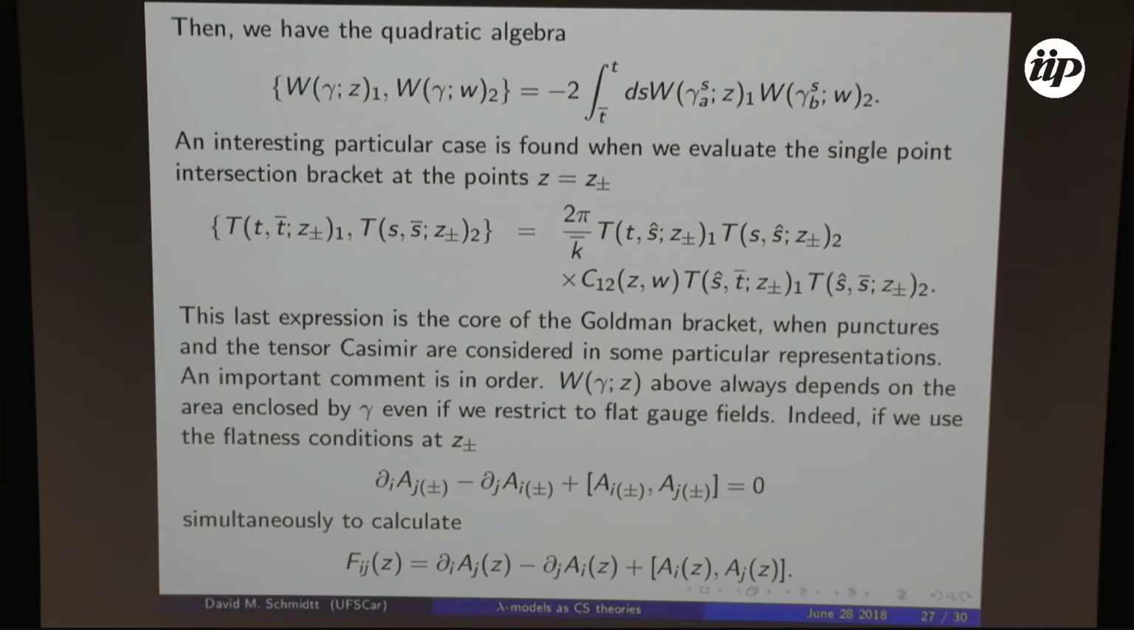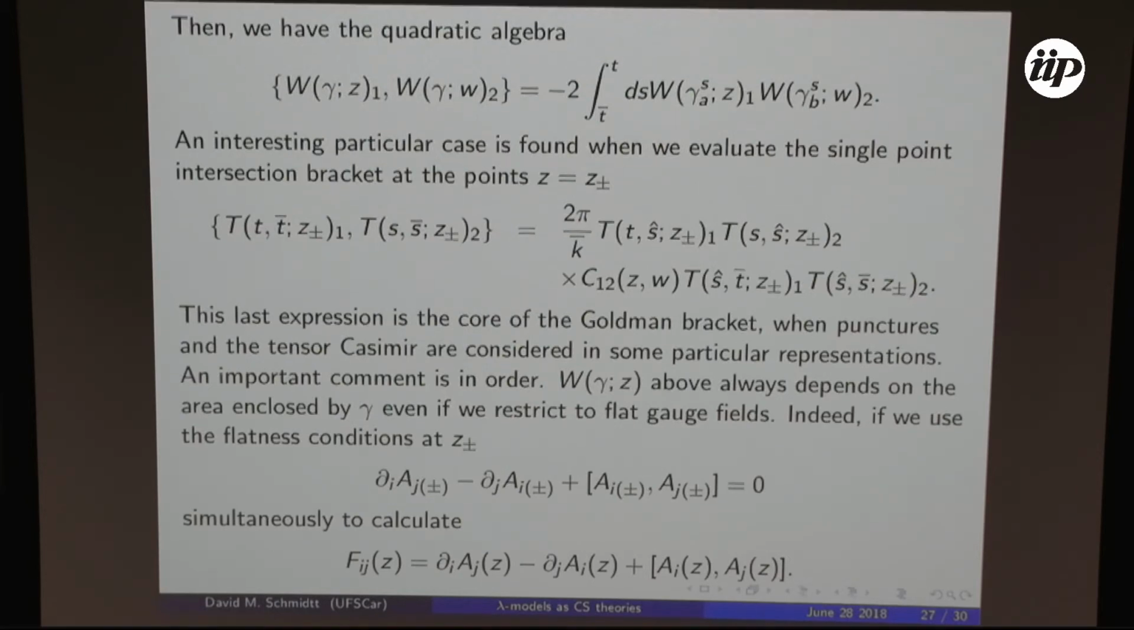An interesting case is found when we evaluate the single point intersection bracket at the points, where the S symmetric part becomes the tensor Casimir. Sorry, we have to drop this Z, W dependency. It's just a tensor Casimir. So this last expression is the core of the Goldman bracket.